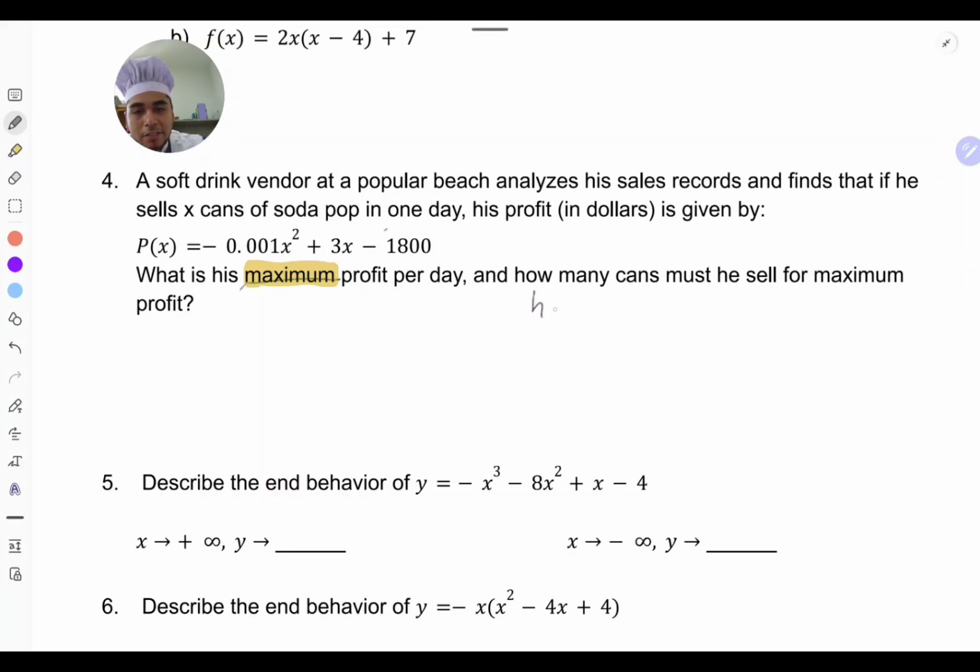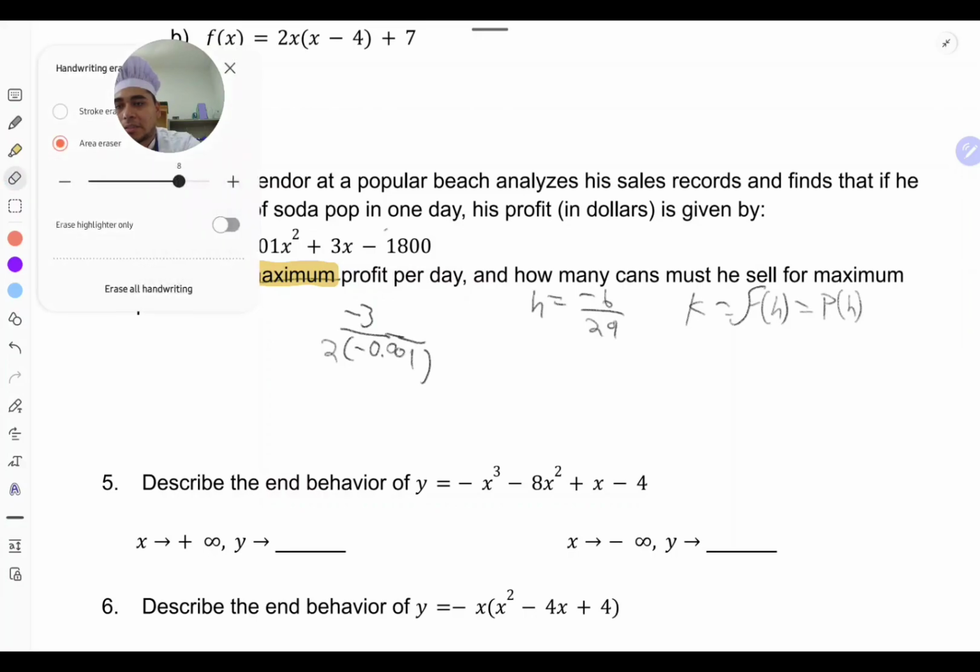That is just h equals negative b over 2a, and k is equal to f of h, or in this case, p of h. So let's see, what do we get for h? h is negative b, so that means negative 3 over 2a, which means over 2 times the negative of 0.001.